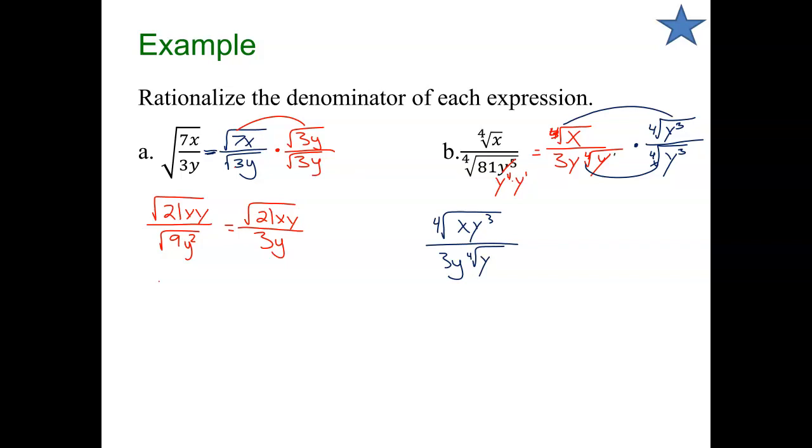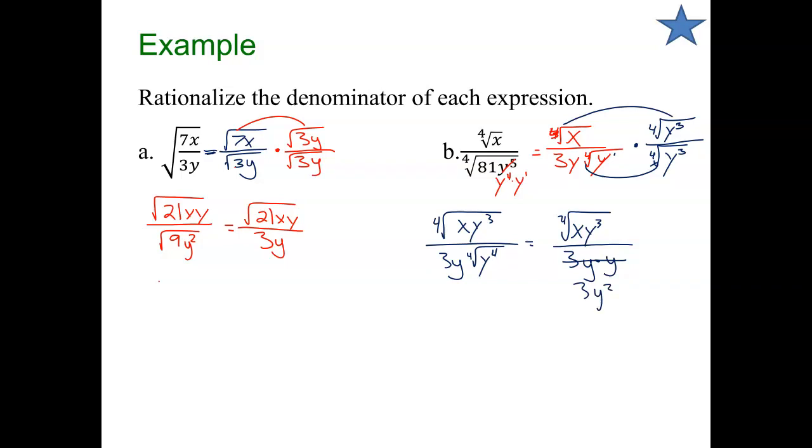Y to the 4th? Yeah. That was our goal, right? I said I wanted something that was y to the 4th. So I picked y to the third, so I get y to the fourth, so that I can simplify it to be just what? What is the fourth root of y to the fourth? Y. So it just gives me 3y squared.